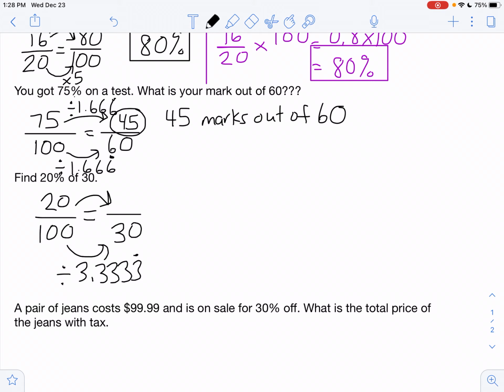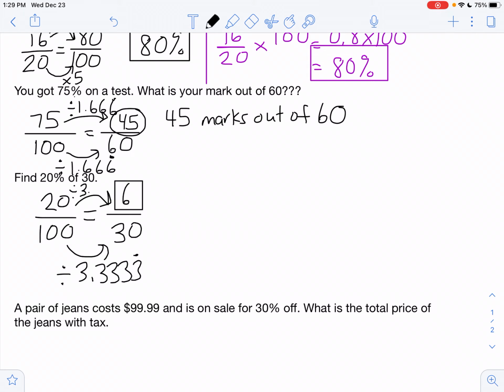So we're going to take 20 and divide it by 3.333333, and we end up with 6 out of 30. So 6 out of 30 people speak French, or if I made 6 errors out of 30, that would be 20% error. Okay? All right, so that's the one method.